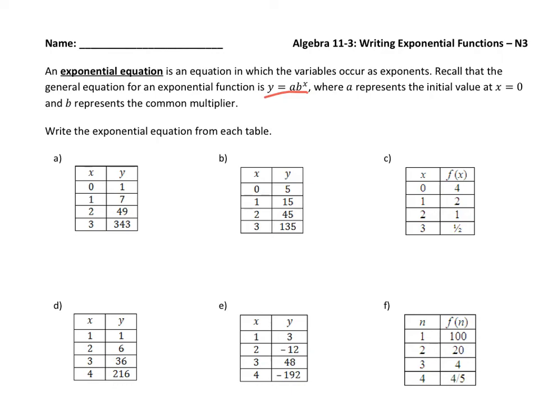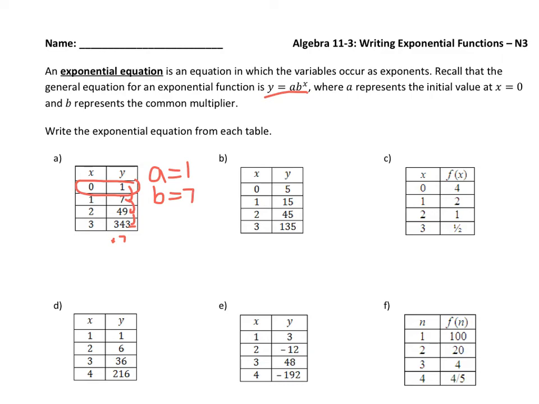Write the exponential equation from each table. Letter A. Now, when we have an initial value, when x equals 0, for instance right there, I know what my a value is. My a value is 1. It's essentially like the y-intercept, okay? The b value is what's happening with the y's. From 1 to 7, 7 to 49, 49 to 343, it's being multiplied by 7.